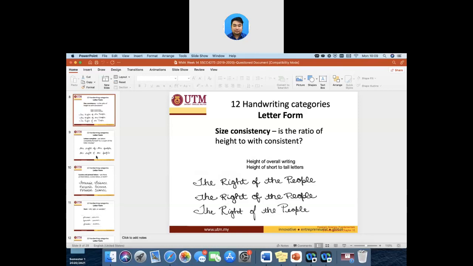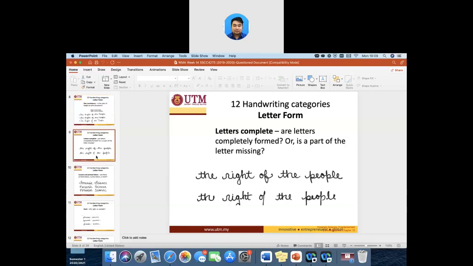Okay, alright. So letters complete. This is what I mentioned. Letters complete. If you see the first sentence and the second sentence here, the night of the people. So E here tak complete on the second one. Okay, F here pun tak complete. So this might be the different people, different person.